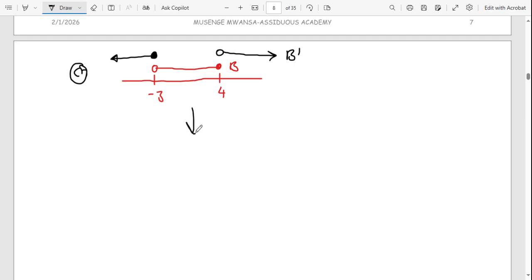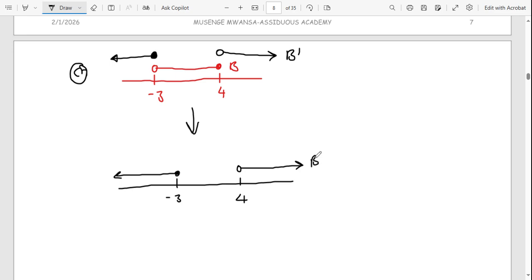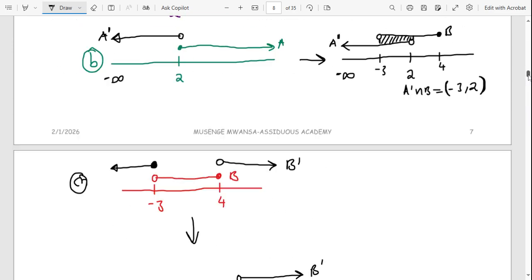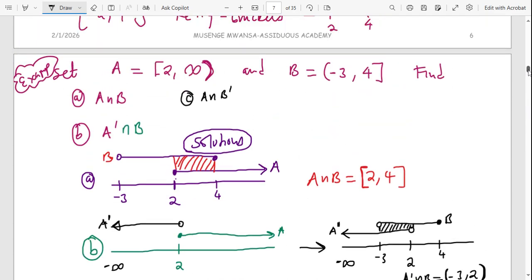I can bring it down now and put it like so. So negative 3, 4. So we have got it like this and like that. This is the set B complement. But we want where the B complement is intersecting with A.